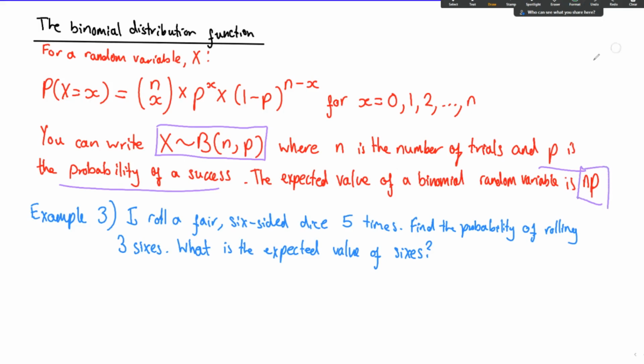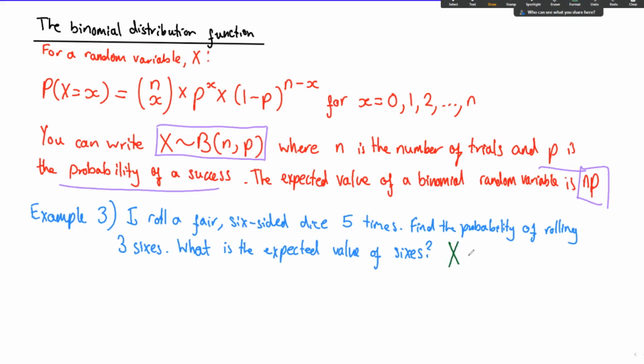So let's do this example. I roll a fair 6-sided dice 5 times. Find the probability of rolling 3 6s. What is the expected value of 6s? Okay, so let's distribute this binomially. First, let's create a random variable that denotes what we want.